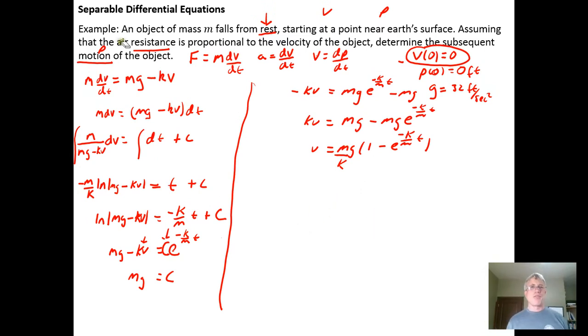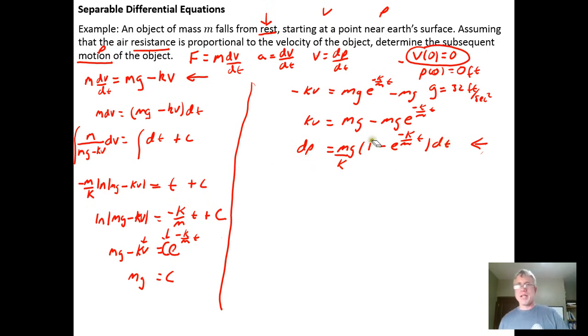Unfortunately, we weren't asked to find the velocity of the object. We're supposed to determine the motion or position of the object. So we have to keep going. And the idea is velocity is dp dt. So I can replace velocity with dp dt. So I went from having a differential equation right here and then solving that differential equation to now having another differential equation. I have a differential equation again. And I can multiply both sides by the dt in the denominator.